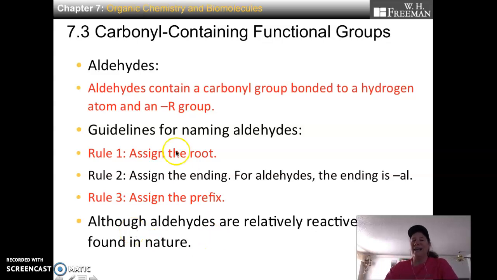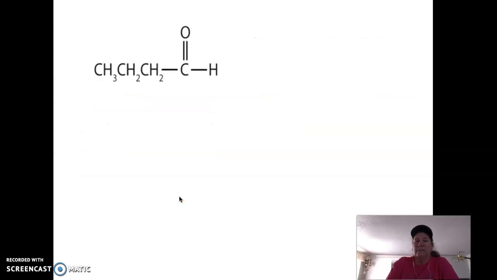A common example of an aldehyde would be formaldehyde. If you ever remember dissecting, the stinky stuff that they use to preserve animals, they use it in embalming and all that kind of stuff. That's an example of an aldehyde. So here, 1, 2, 3, 4. That would be butane, but we have the double bond OH on the end. This is your aldehyde right here. So instead of butane, it'd be butanal, and this is the first carbon.